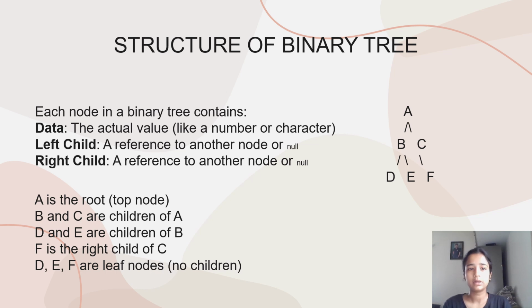Structure of binary tree. Each node in a binary tree contains data, the actual value, maybe a number or a character, a left child, a reference to another node or null, and a right child, a reference to another node. In this example, A is the root node, B is the left child and C is the right child. A is the root top node, B, C are children of A and D, E are children of B. F is a child of C, so D, E, F are the leaf nodes since they do not have children.